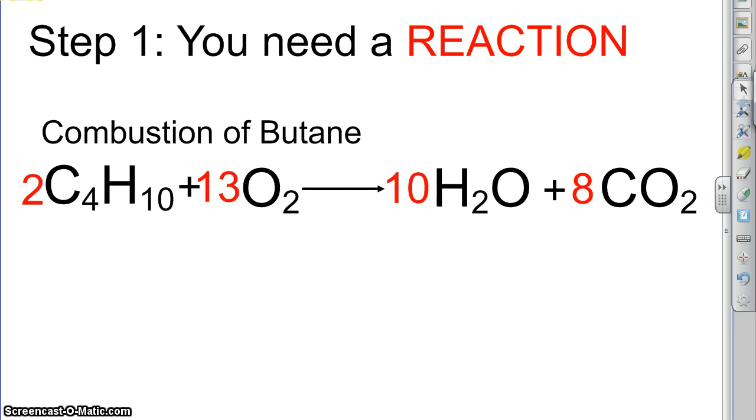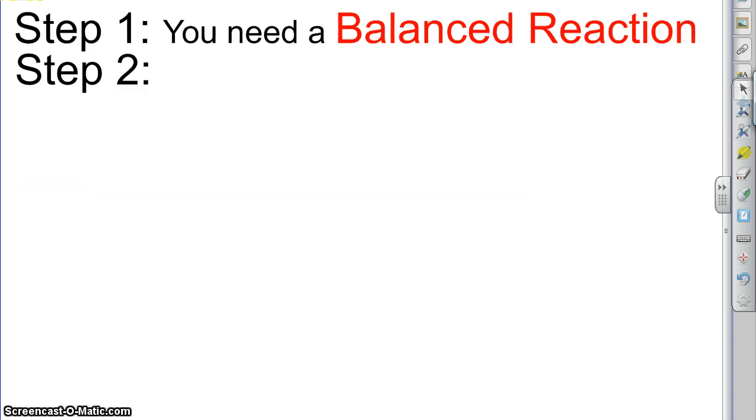Just kidding. So those are the correct coefficients whenever you've balanced it. The combustion of butane: 8 carbons on each side, 26 oxygens on each side, 20 hydrogens on each side. So we're good. So that's a balanced chemical reaction. We've done that. Step 2.